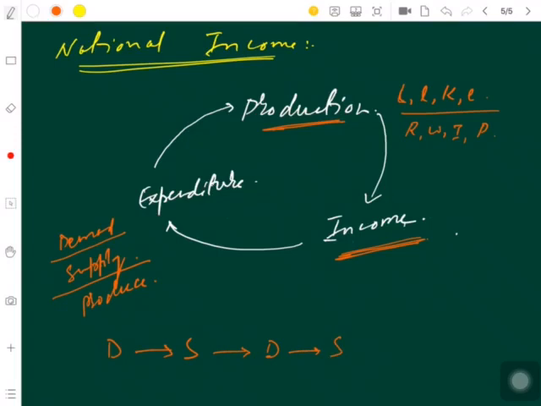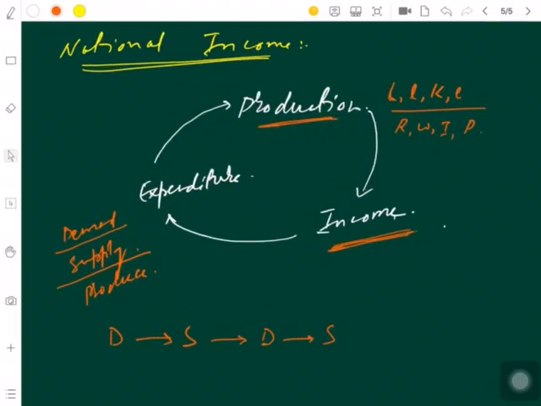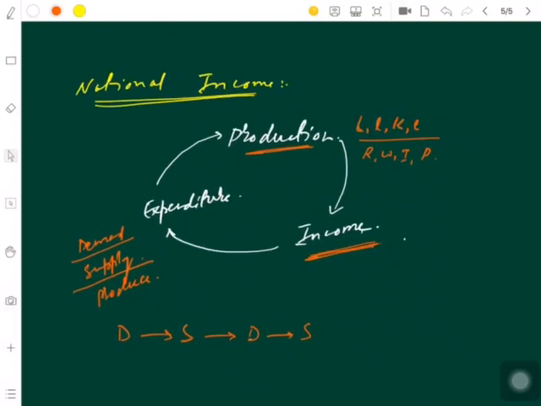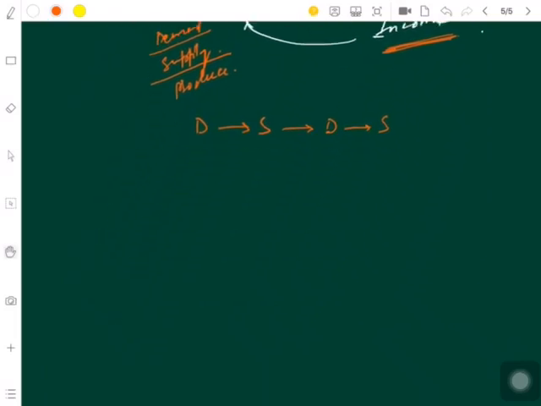Likewise here, production is generating income, income enables you to make certain expenditures, and expenditures will give rise to further production of goods and services. Here we come to the second part of our topic.